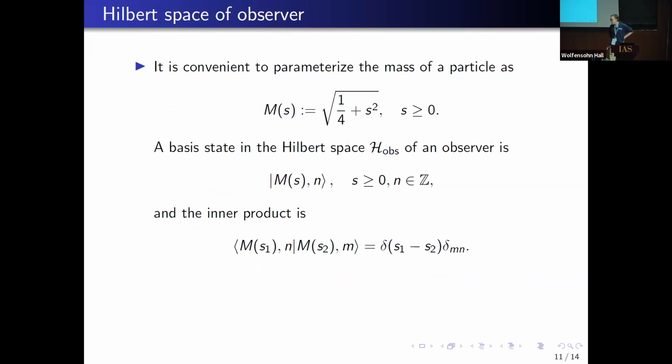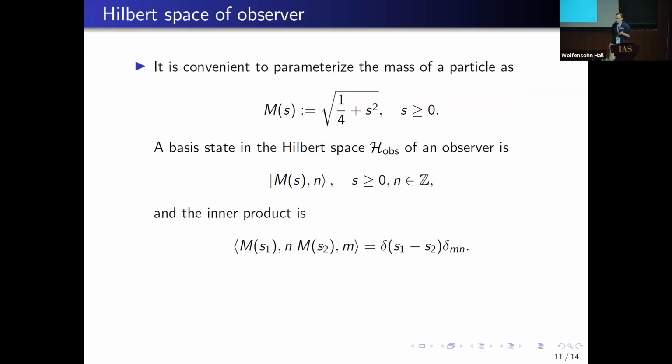Okay, so until now, I was talking about quantizing a particle in de Sitter. What I'm going to do now is quantize the full action of the observer. So this means that all I have to do is take the mass, which used to be a parameter, and promote it to a quantum number. So now states are going to be labeled by the integer n for the mode function, and also the value of the mass of the observer.